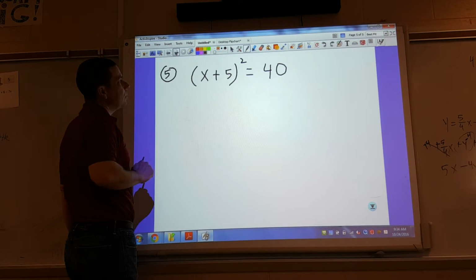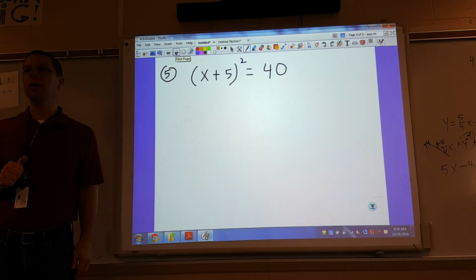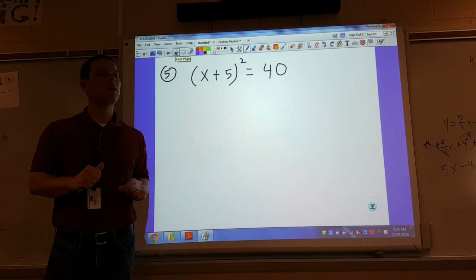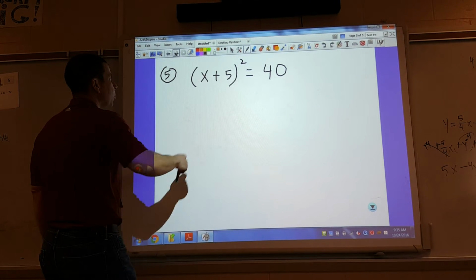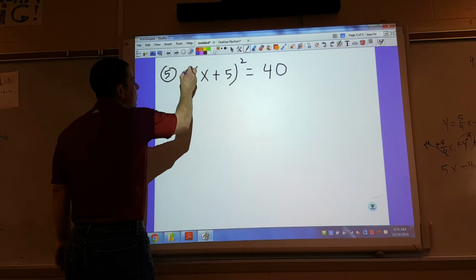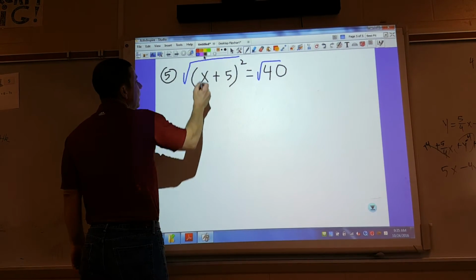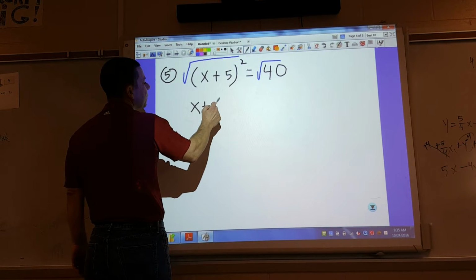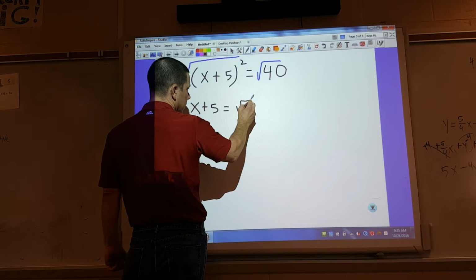All right, one last problem. So here's one where the square term is isolated right from the beginning, but the number on the other side is not a perfect square. Don't panic. Just go ahead and take the square root of both sides. Square root of both sides. So we get x plus 5 equals root 40.